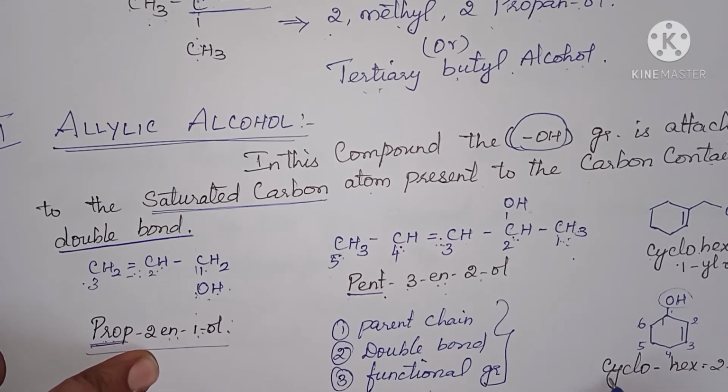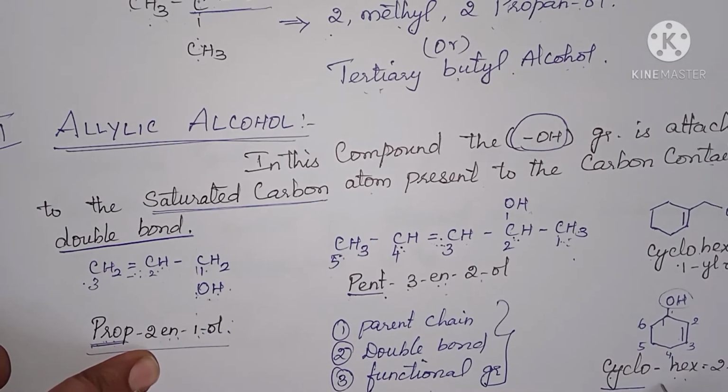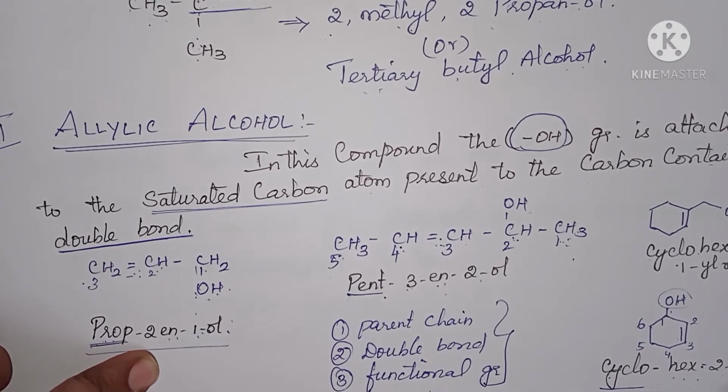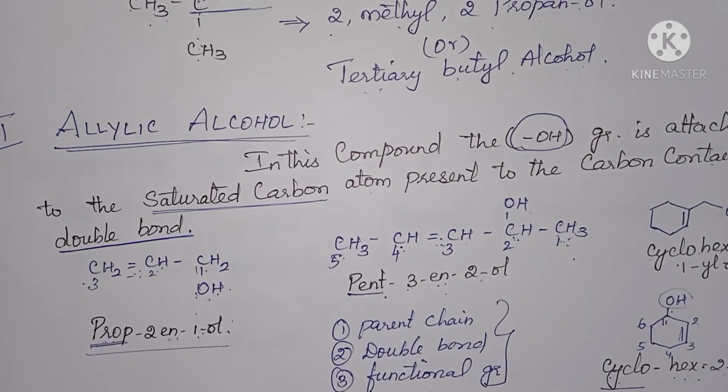Okay, so cyclo, it is a ring structure, no? So we are giving the name cyclohexane. 6 carbons are there, hex, not ane, because a double bond is there. So cyclohex-2-ene, because the double bond is there, 2-ene, 1-ol. So this is the first carbon, so 1-ol. Cyclohex-2-en-1-ol. So this is the way you have to give the name.